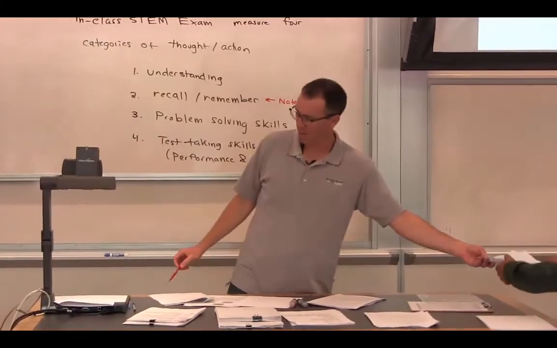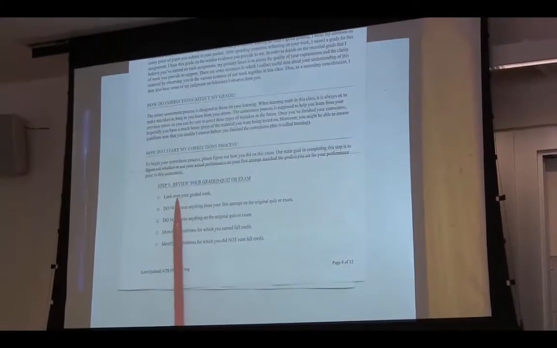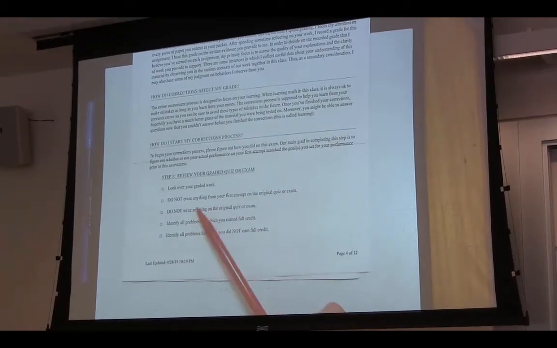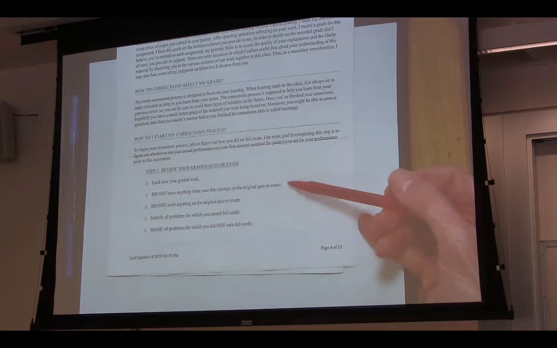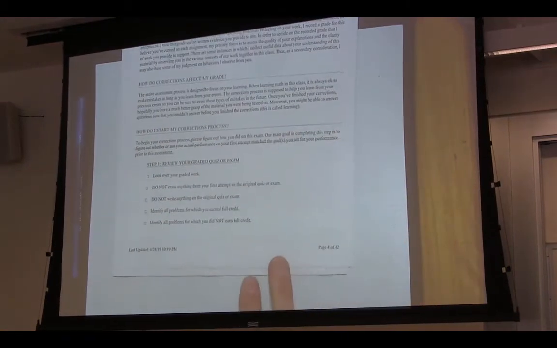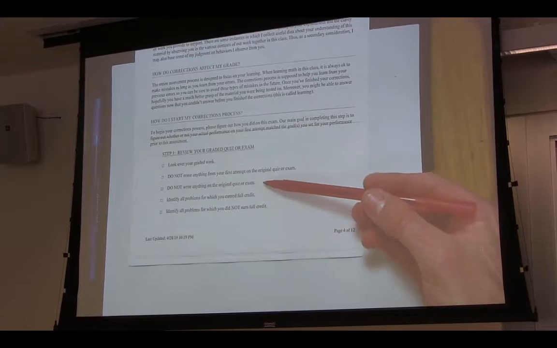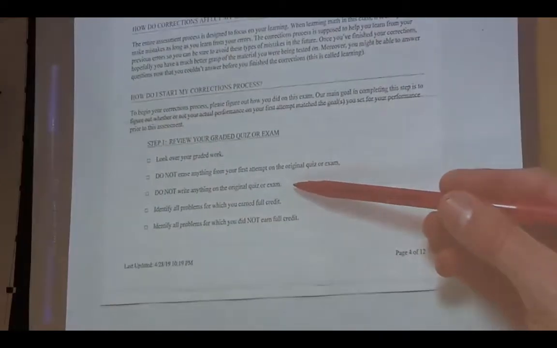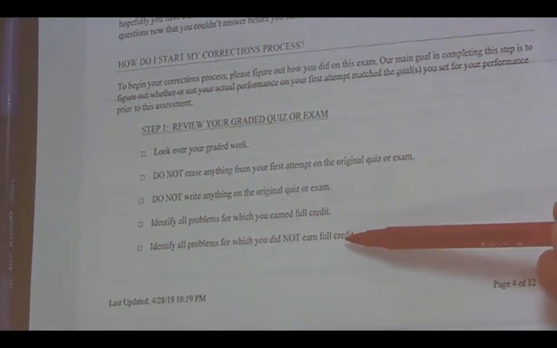Maybe, if you read it real loud, the first step of this thing. Look over your graded work. Do not erase anything from your first attempt on the original quiz or exam. Do not write anything on the original quiz or exam. Identify all problems for which you earned full credit. Identify all problems for which you did not earn full credit.